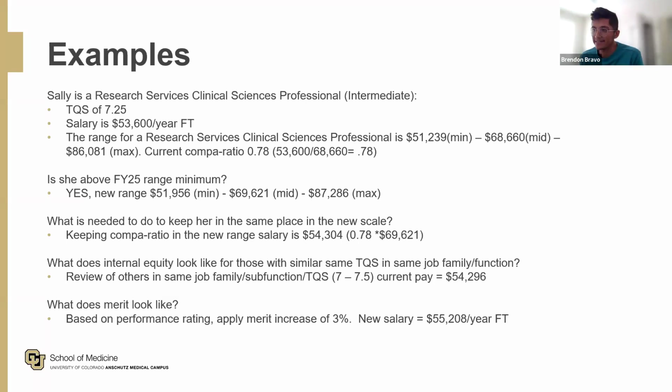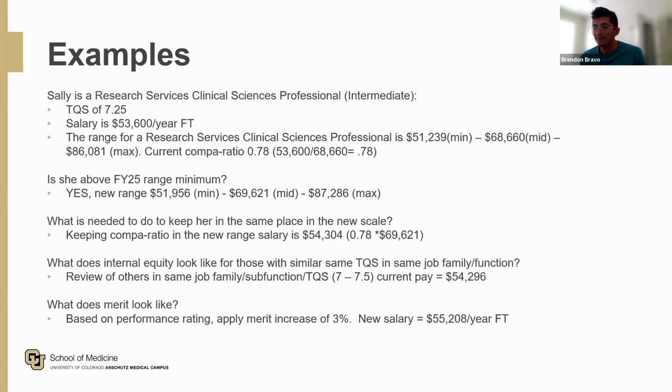Next, we want to look at what is needed to keep her in the same place on the new scale. For that, we take the 0.78 comp ratio we just got and multiply it by the new midpoint, 0.78 times 69,621. This says that in order to keep her where she's currently at on the new range scale, her new salary would need to be 54,304.